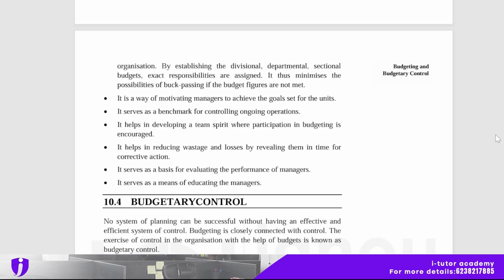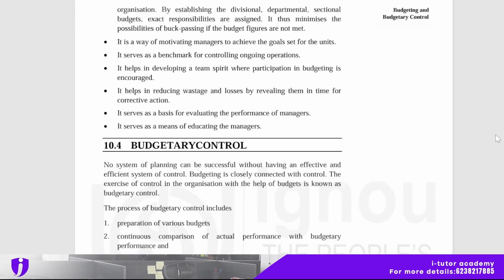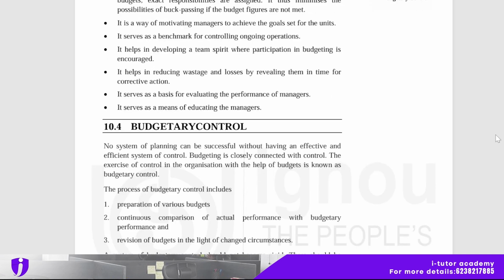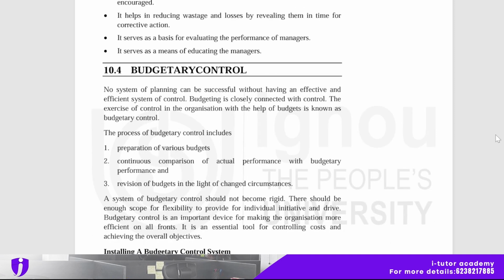It helps in developing a team spirit where participation in budgeting is encouraged. It also helps in reducing wastage and losses by revealing them in time for corrective action. It serves as a basis for evaluating the performance of managers, and it serves as a means of educating the managers. Budgetary control.